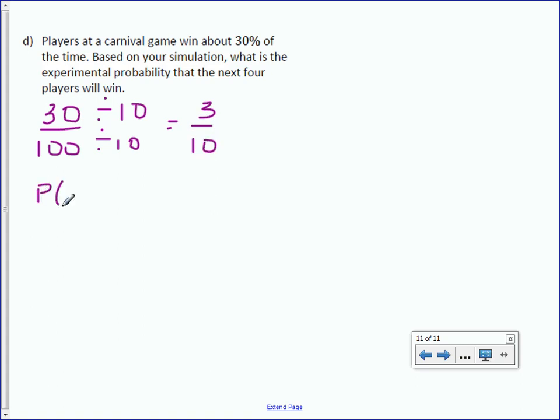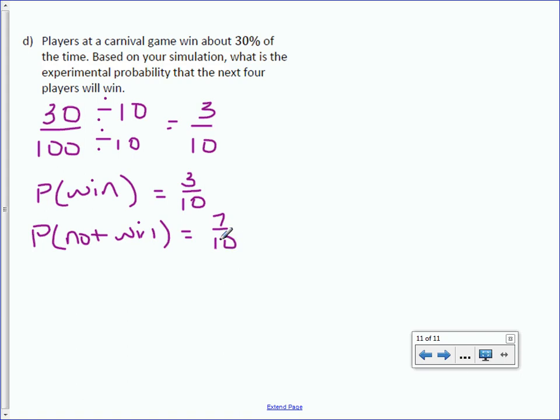So the probability of a win is 3 out of 10. The probability of a not win would be 7 out of 10, because again, 3 and 7 make 10. Now, when you're doing the experiment with a simulator like the one I've shown before, it's real easy to do whichever one you want. If you're doing it by hand, it's a lot easier with marbles. So let's choose marbles for this one.